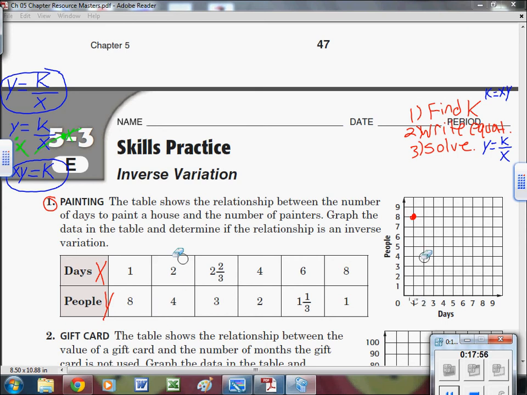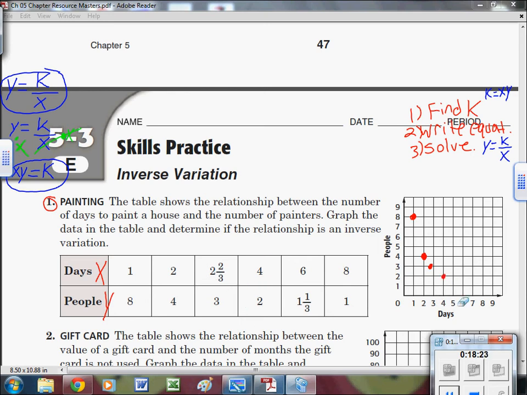If we're going to have it done in 2 days, we need 4 people. So go to 2 days, 4 people. Right there. Then, if we want it done in 2 2/3 days, a little less than 3 days, we're going to need 3 people. So 2 2/3 is going to be right before the 3, about right in the middle. So go to 2 2/3 and go up to 3. Right about there.